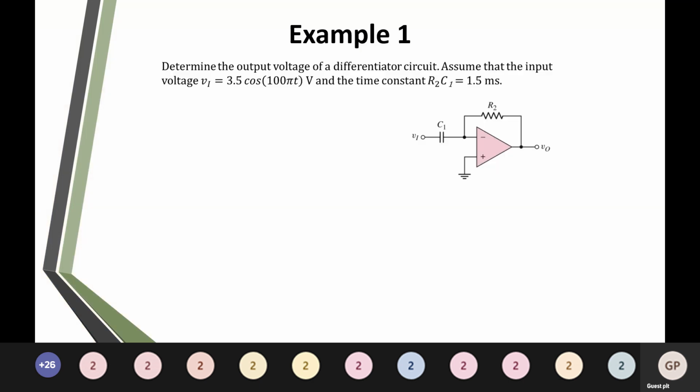So again, we'll see a problem here also. Determine the output voltage of a differentiator circuit. The differentiator circuit is given. Assume the input voltage is given, but now as an expression, an AC signal, and the time constant R2C1 is equal to 1.5 milliseconds. They didn't give us separately the value of R2 and the value of C. The entire time constant, the R into C combination, is given as 1.5 milliseconds. Now we should find the output voltage.